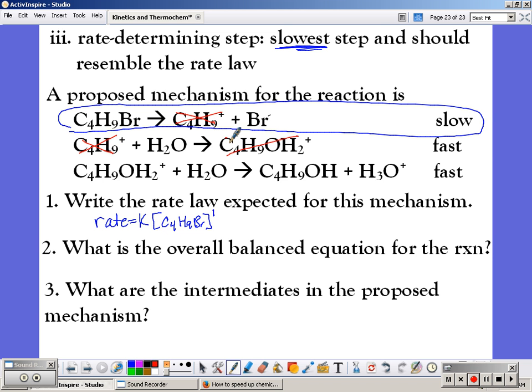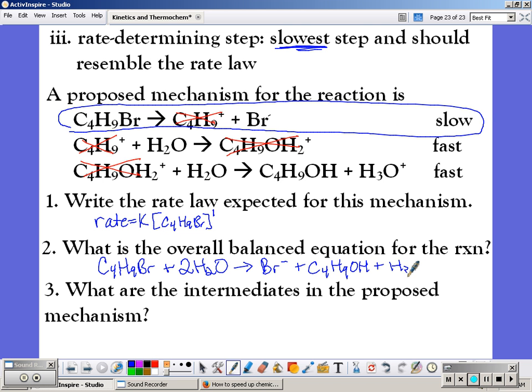C4H9OH2 plus. So then if I combine everything else together, what do I have left as a reactant? C4H9Br, and I have 2 waters. And then as products, what I have left is Br minus, C4H9OH, and H3O plus.